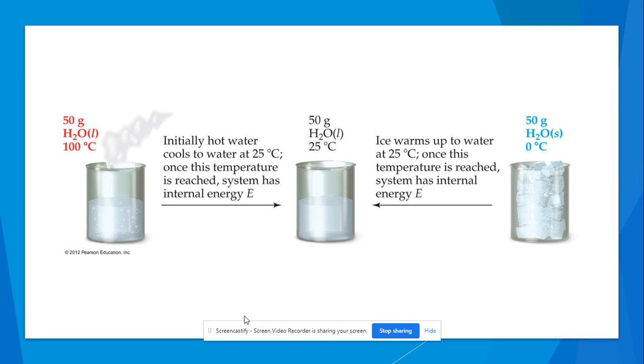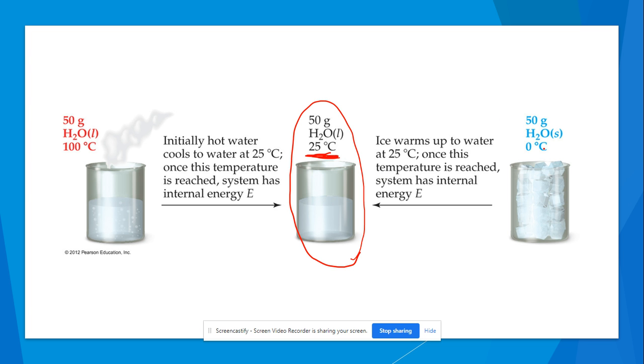Here's a good example that your book gives. This is what we're trying to accomplish. If I say we have 50 grams at 25 degrees Celsius and it's liquid water, this is our present state of our system. And our temperature is 25 degrees Celsius. Well, our temperature is 25. We don't care how we got to that temperature as long as we got to that temperature.